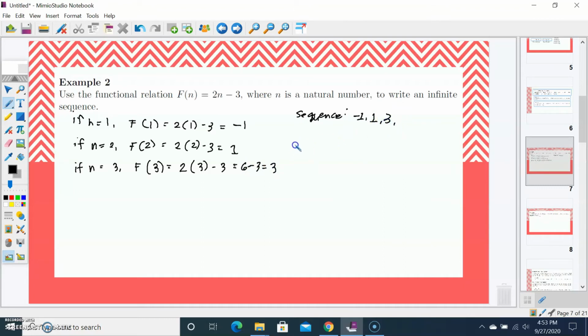Now, we do not need to find all of the terms in the sequence, since our task is to write an infinite sequence. So enough na siguro yung first 3 terms lang, and then we put 3 dots, or ellipses after, to show that this one is an infinite sequence. So our answer for example number 2 is negative 1, 1, 3, and so on. So let's go to our next example.